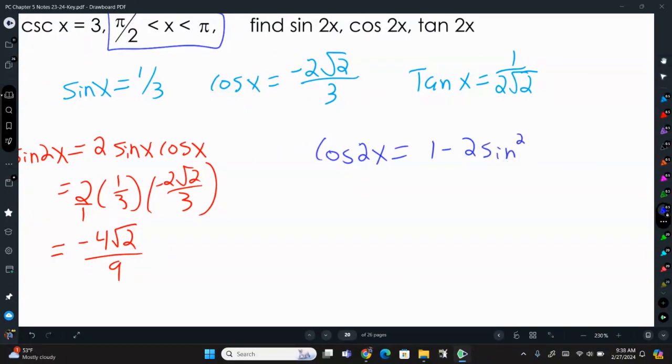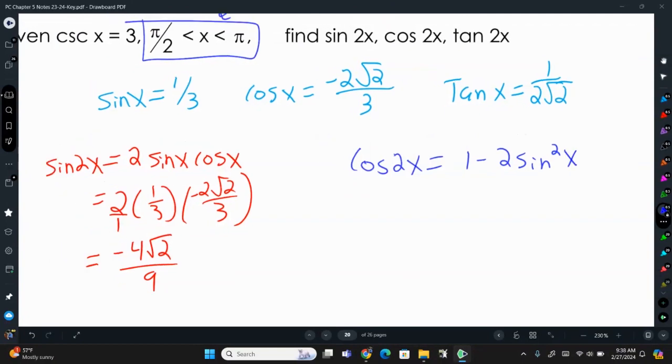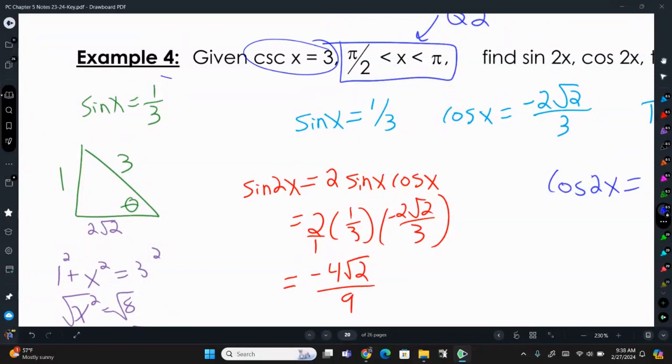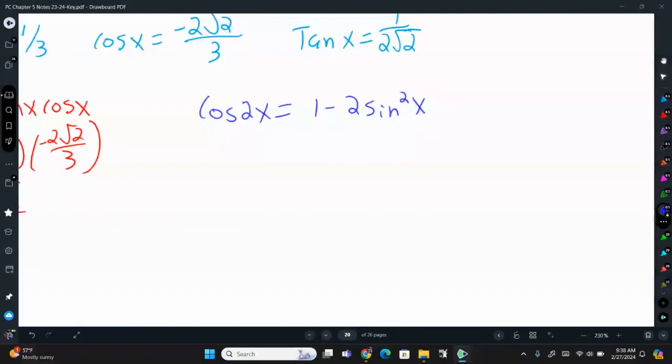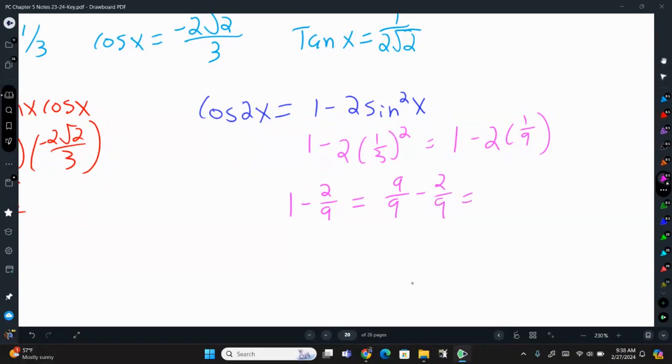And now that I'm thinking about this, it's probably a good idea to use that one because we were given what sine is from cosecant. So if we made an error calculating this adjacent side and then use that over here, that's going to make this wrong. So 1 minus 2 times 1/3 squared. So that's going to be 1 minus 2 times 1/9. That's going to give us 1 minus 2 over 9. Well, we can't have that. We need common denominators. So this will be 7 over 9.